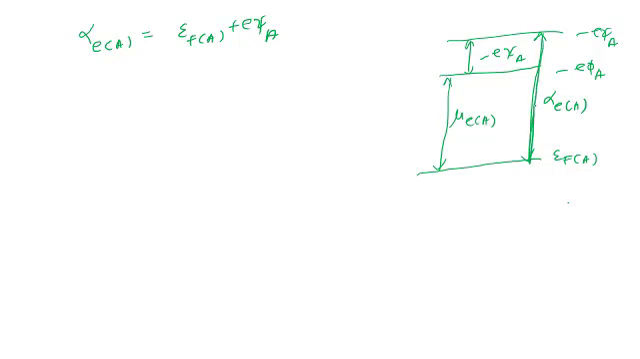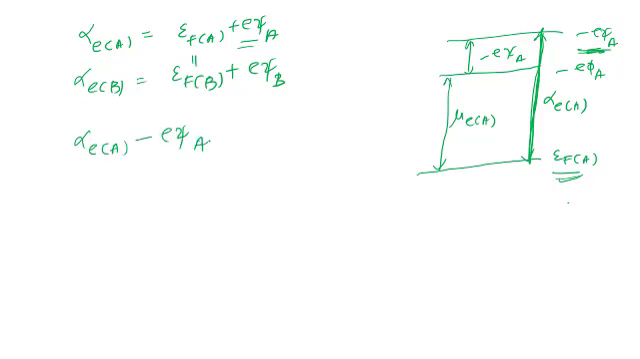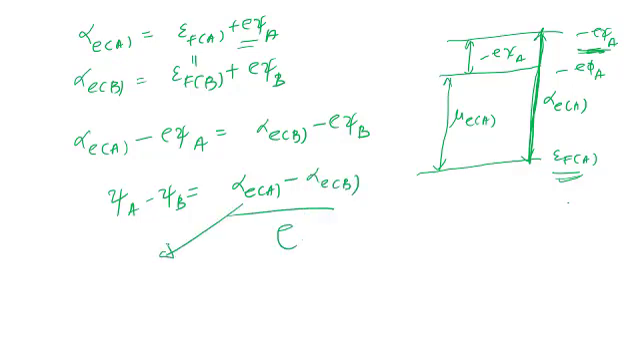So this alpha E of A is the difference between EF and this, so you get EF plus E psi A. Similarly, you could draw the same diagram for alpha EB and you would get EFB plus E psi B. But we know that when we put A and B together, the Fermi levels are equal, or in other words, alpha EA minus E psi A is equal to alpha EB minus E psi B, right? Or we could write psi A minus psi B as alpha E A minus alpha E B by E. So this is the work function of A, and this is the work function of B.